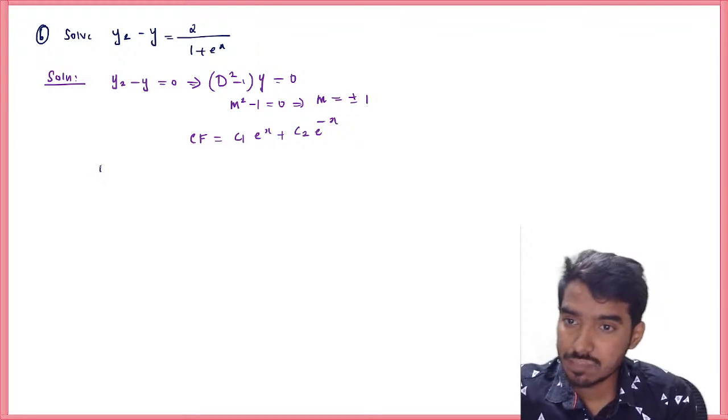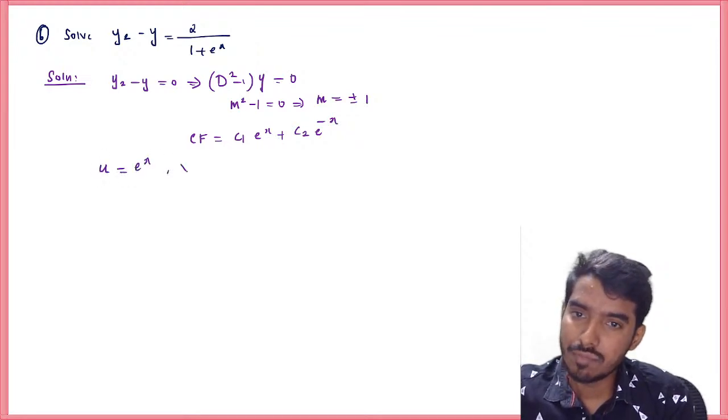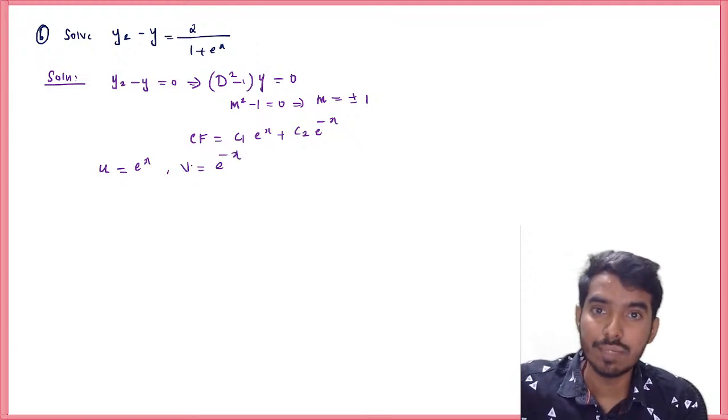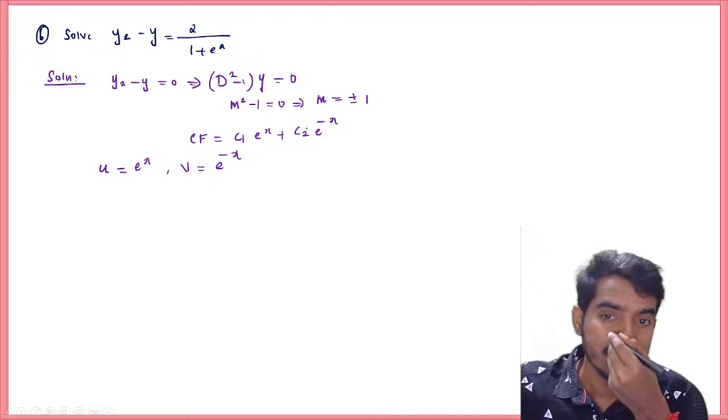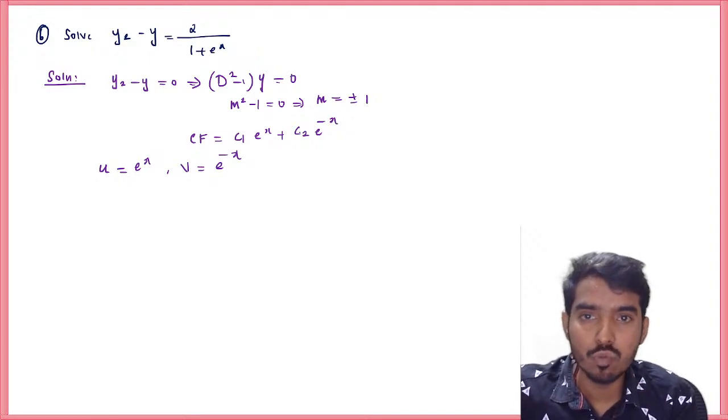Right? Now, in this problem, your u is e power x and v is e power minus x. In the previous problem, your u was sin ax and v was cos ax, but here u is e power x and v is e power minus x, right? Because C1 u plus C2 v.